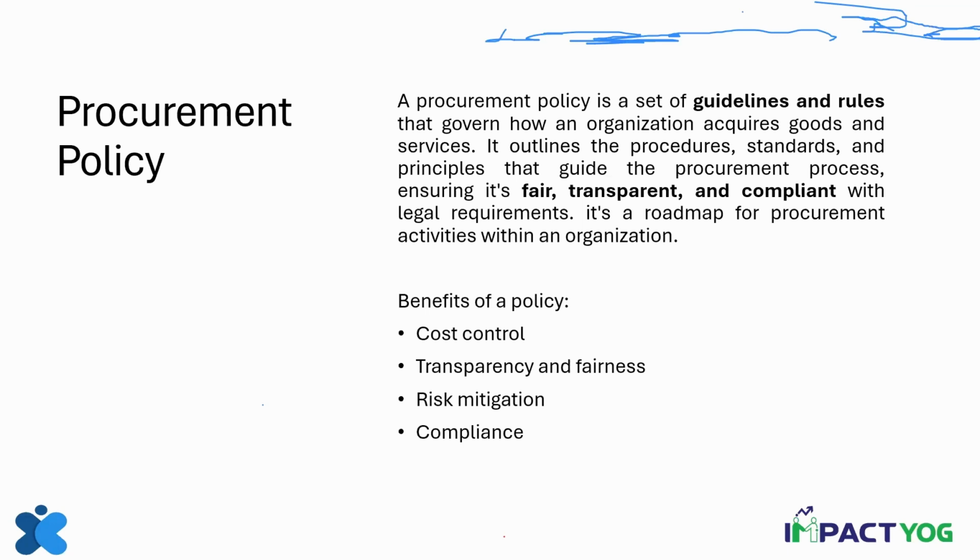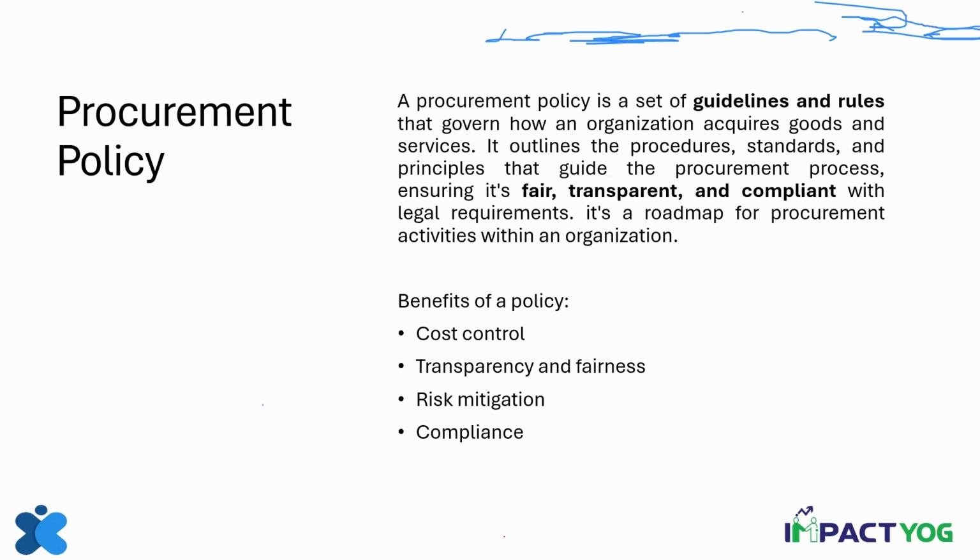Okay. So basically, it's a roadmap for procurement activities within an organization. Roadmap means that it guides you. That's why I mentioned the word guidelines. It tells you what to do step by step, in the form of rules. Number one, this is what you have to do. Number two, after that you have to do this, and this will ensure that you are able to do effective and efficient procurement.